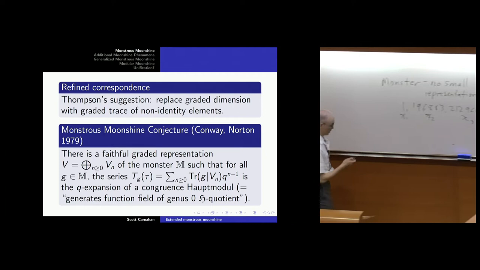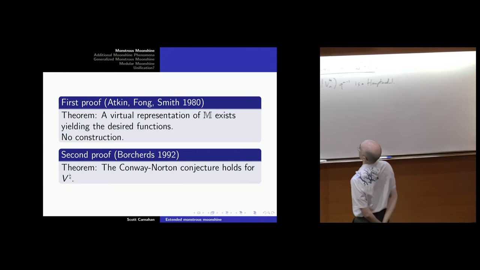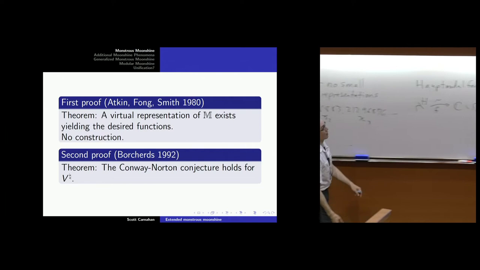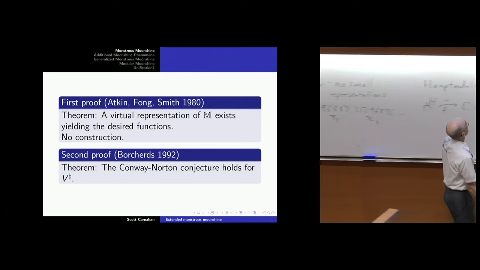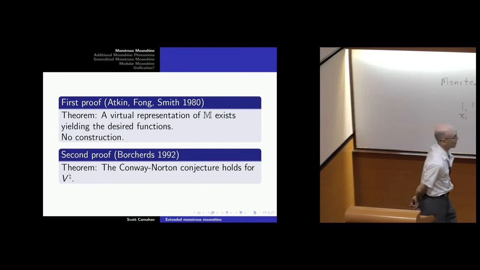So the first proof of this, well, it's not actually a complete proof. They showed more or less that a virtual representation of the monster exists that yields the desired functions. This just comes from doing computations sufficiently large up to some Sturm bound, and then showing that there exist some modular functions of suitable level. Well, anyway, there's no construction, and they actually didn't quite finish their proof. So anyway, we don't really pay much attention to that.